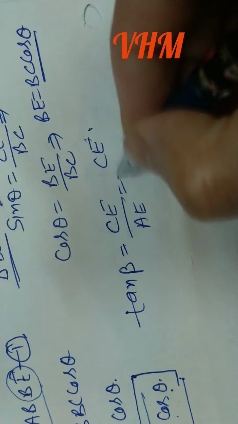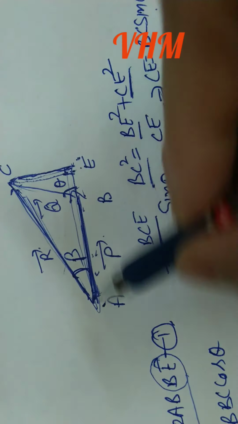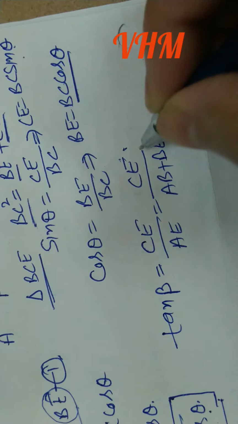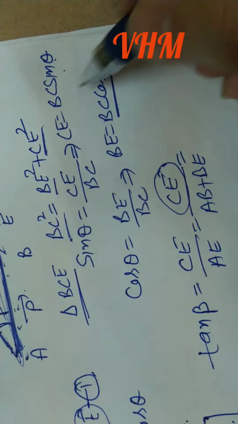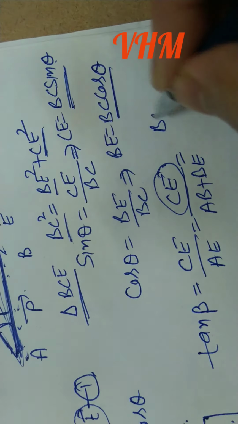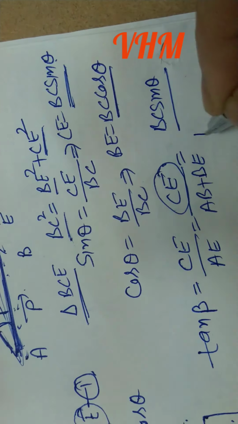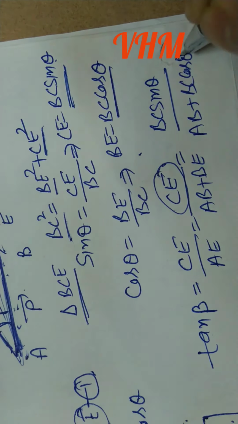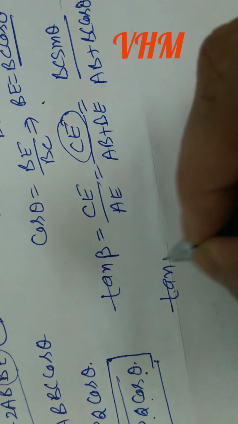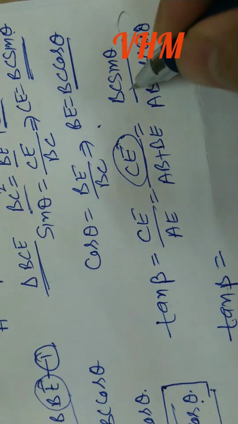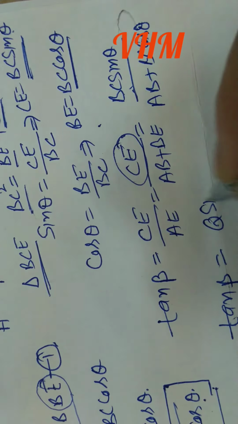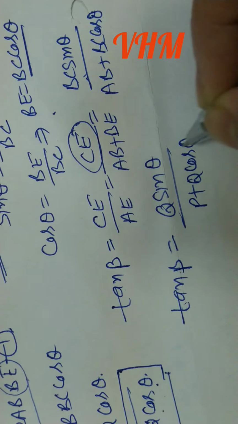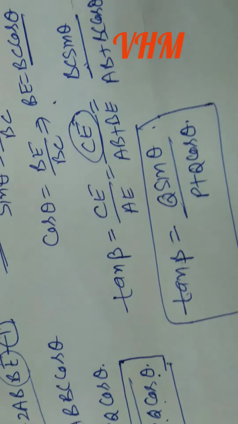Then CE upon, and what is again this AE? AB plus BE. And now this CE, that is BC sin theta, BC sin theta over AB plus this BE, which is BC cos theta. Then we write here, tan beta is equal to, this BC is again Q sin theta upon P plus Q cos theta. So now we have the two results.